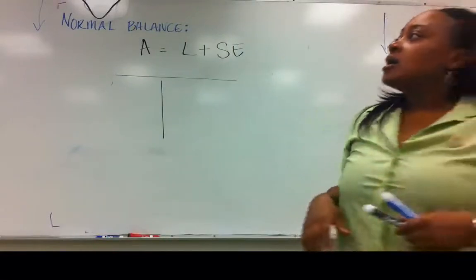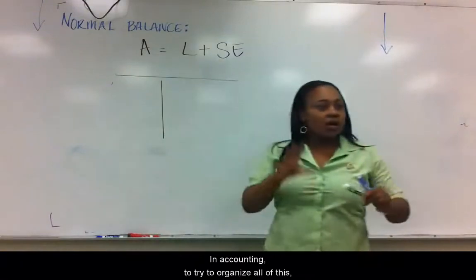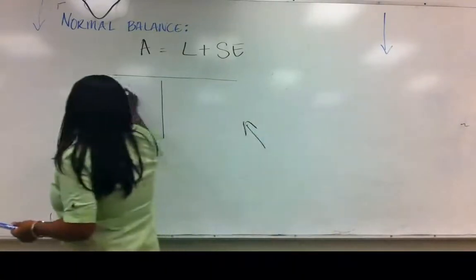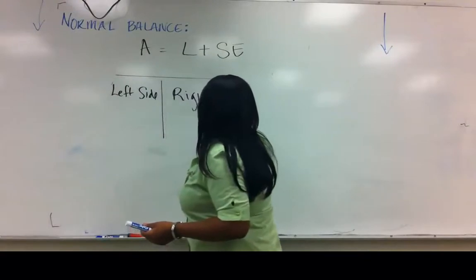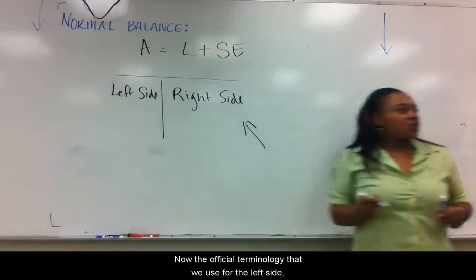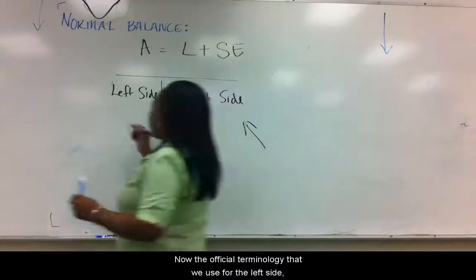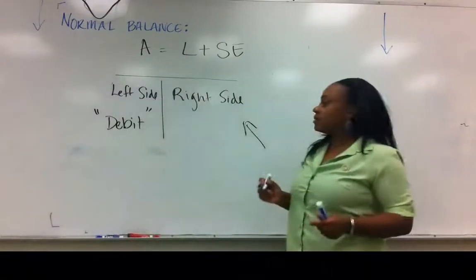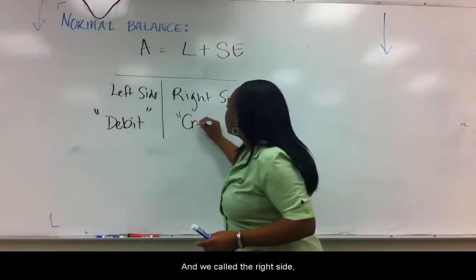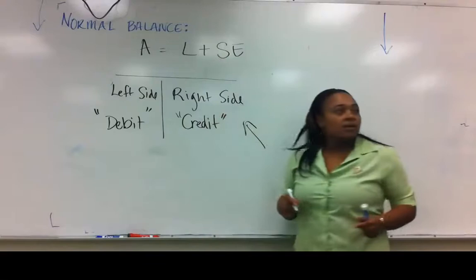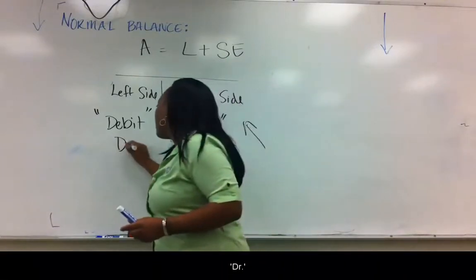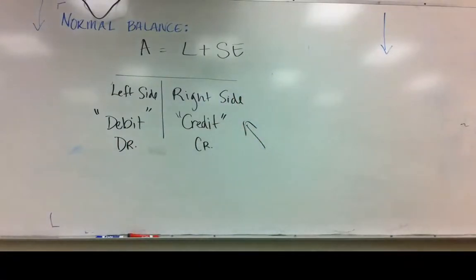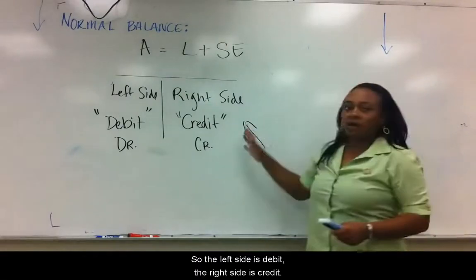Now with that said, in accounting, to organize all of this in our simplest form, we use something called the T account, and it has a left side and a right side. The official terminology we use for the left side is debit, D-E-B-I-T, and we call the right side credit. The abbreviations we use are DR and CR, and it has something to do with the Latin derivatives of the words. So the left side is debit, the right side is credit.